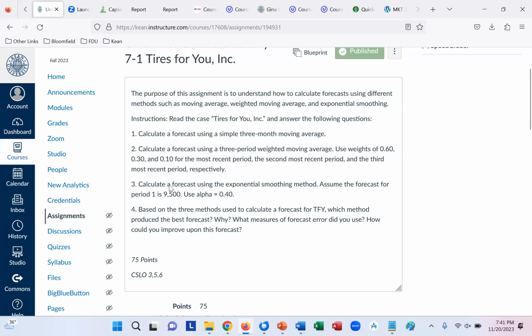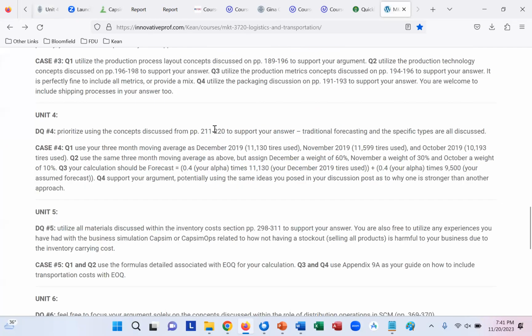Then the third question, calculate a forecast using the exponential smoothing method. Assume the forecast for period 1 is 9,500 and use alpha of 0.40. And then lastly, based on the 3 methods used to calculate a forecast, which method produced the best forecast? Why? What measures of the forecast error did you use? And how could you improve upon this forecast?